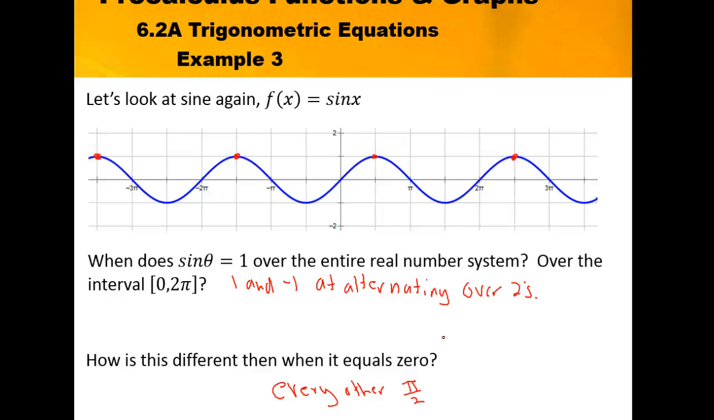Okay, and then also just over the interval 0 to 2 pi, so again, the interval 0 to 2 pi is right here. Here's 0 and here's 2 pi, so it only equals 1 one time in here, so the answer would just be pi over 2 on the interval 0 to 2 pi. And that in itself is different. It equals 0 three times, but it only equals 1 once, right, on the same interval. Okay, so next slide.